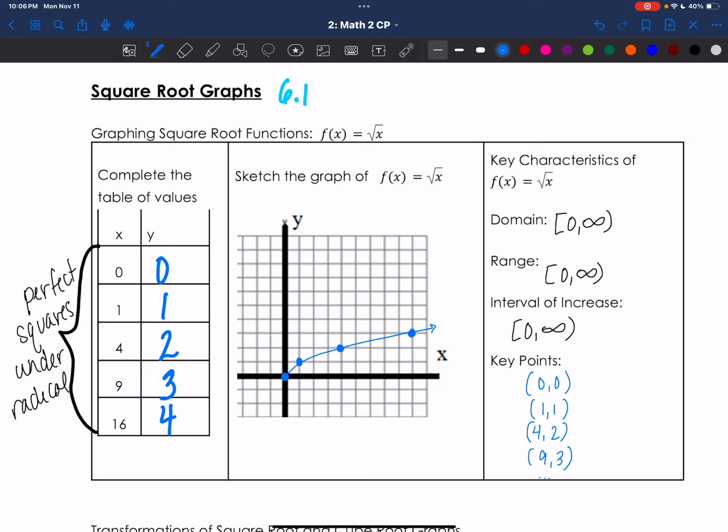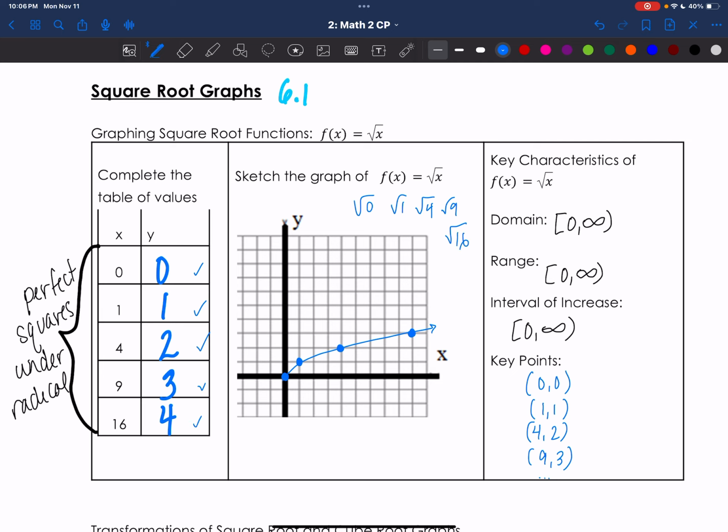So the square root of 0 gives you 0 right here. The square root of 1 gives you 1 there. The square root of 4 gives you 2. The square root of 9 gives you 3. And the square root of 16 gives you 4.